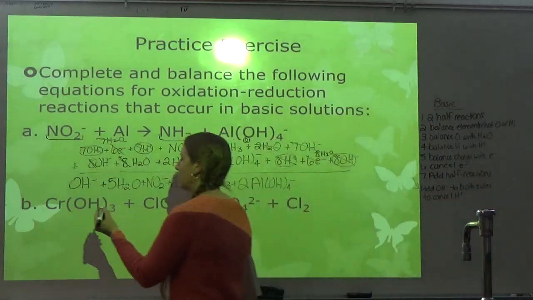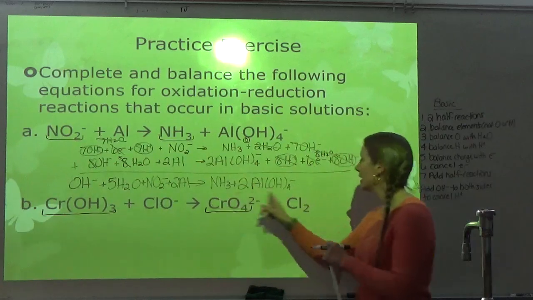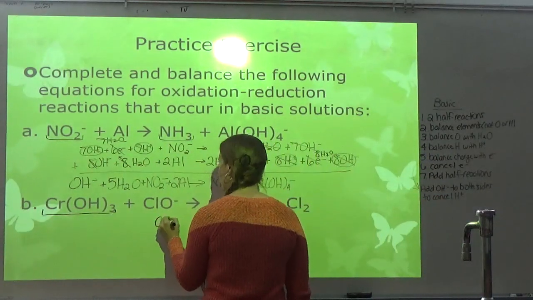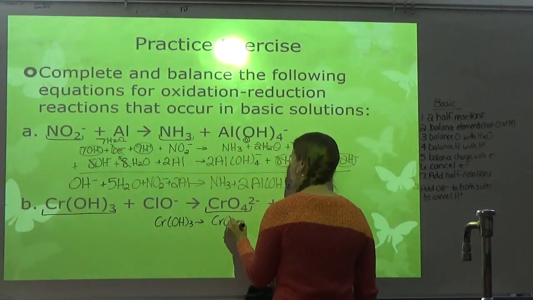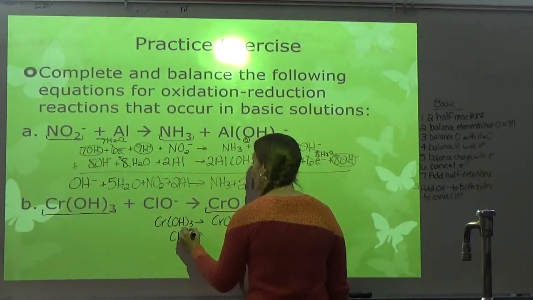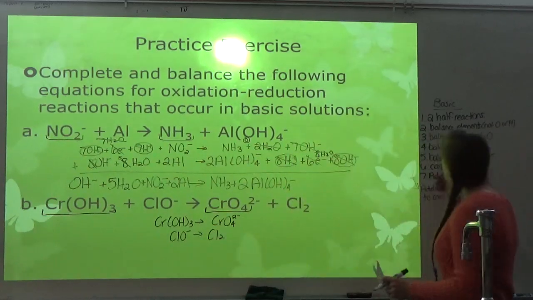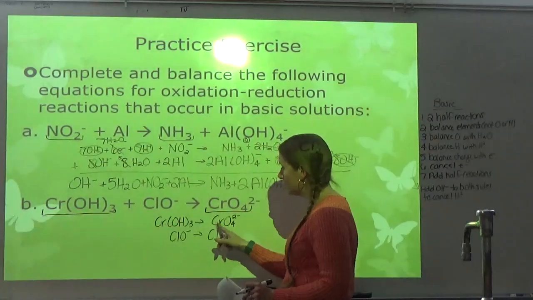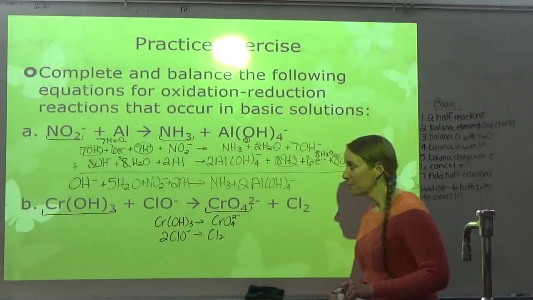Alright, so I can see that my Cr ones go together, and my Cl ones go together. Okay, so first we start by splitting it up. Alright, so my CrOH3 yields my CrO4 negative 2. And then I have my ClO negative yields Cl2. Alright, so next step is I balance elements that are not O or H. So Cr and Cr is good, Cl and Cl2. So I need a 2 right there.